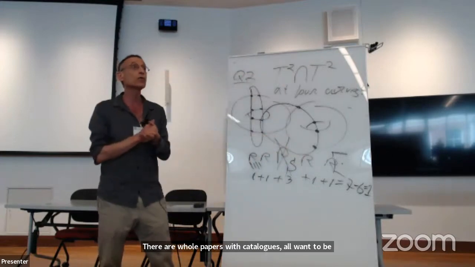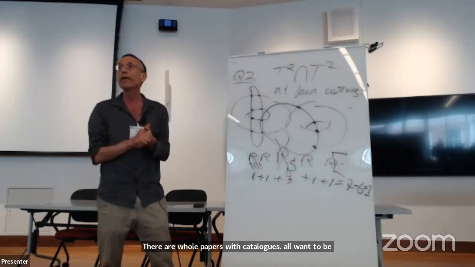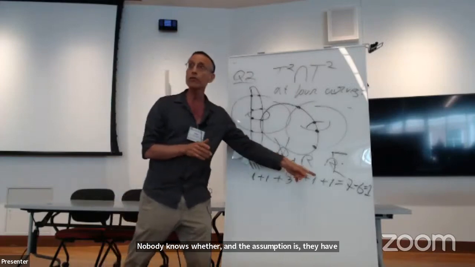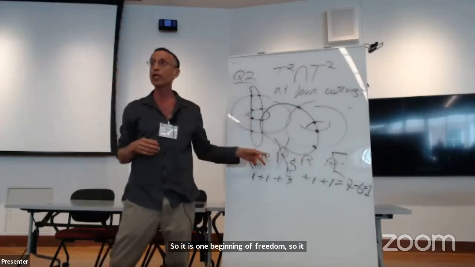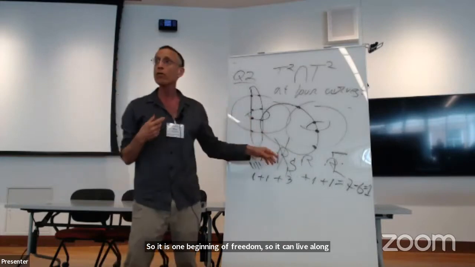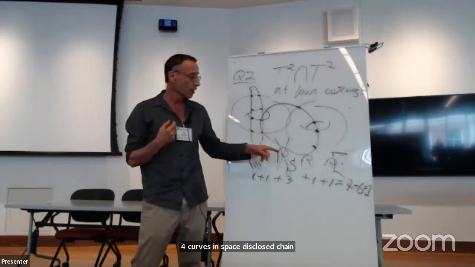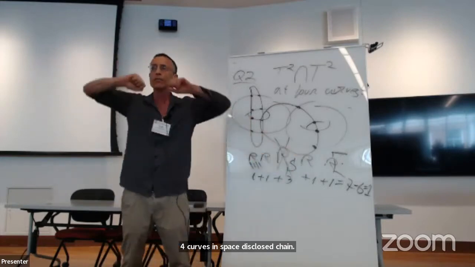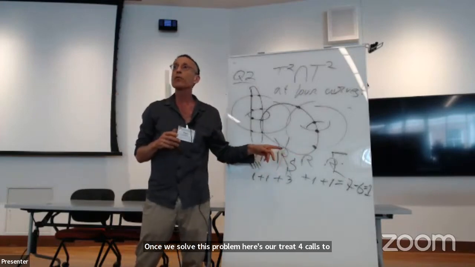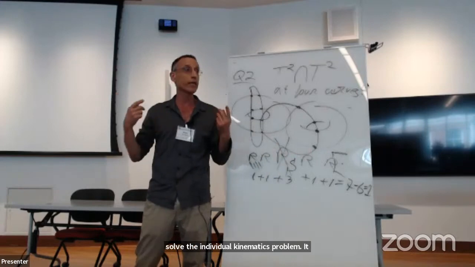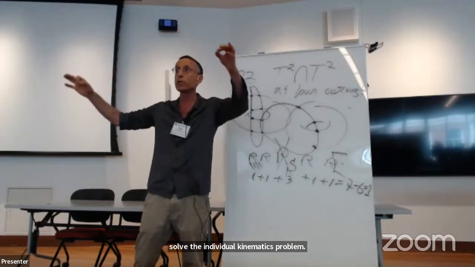But nobody knows whether, and the assumption is they have at most 4 assembly modes. So it has 1 degree of freedom, so it can live along 4 curves in space, this closed chain. Once we solve this problem, here's our trick. If we know that this chain is 4 curves, in order to solve the inverse kinematics problem, it reduces to solving the inverse kinematics problem on those 4 curves.